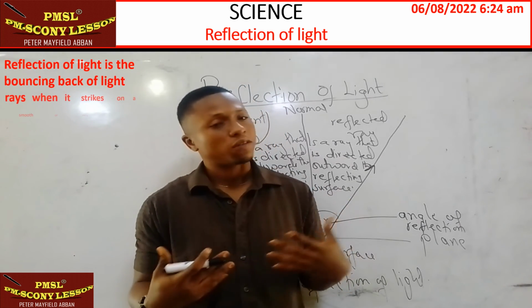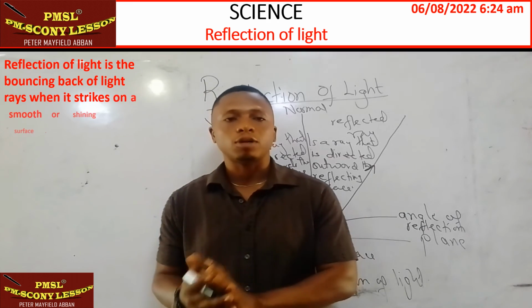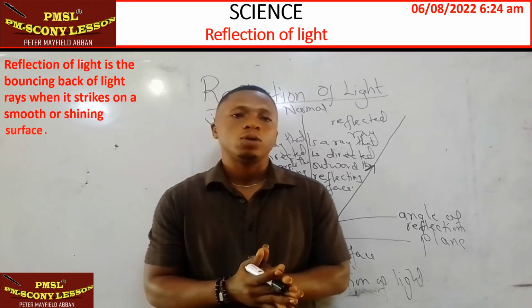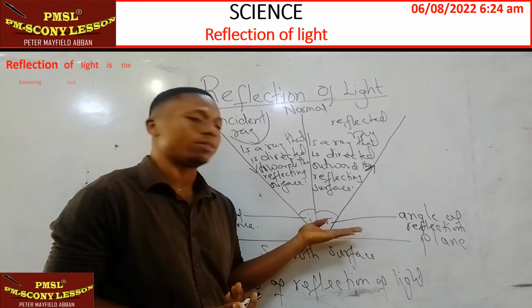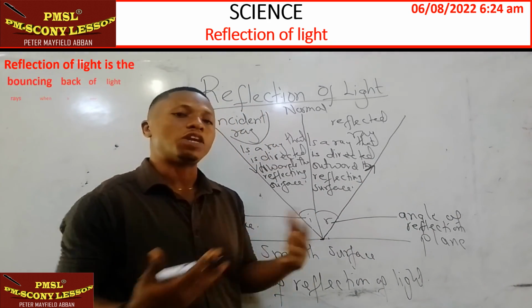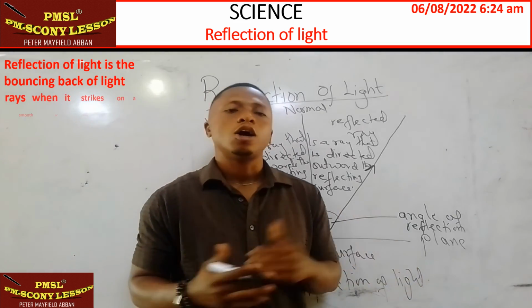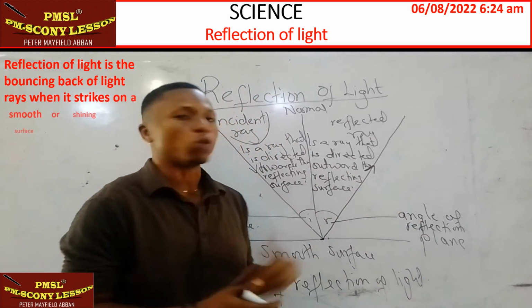Reflection of light is a change in direction or bouncing back of light rays when it strikes on a smooth surface. This illustration explains and demonstrates the reflection of light. We learned about the laws of reflection and the meaning of each word.